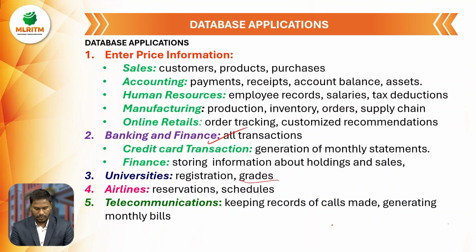Next is airlines and trains, travel. There should be reservations data, meaning how they do reservations for ticket booking. Next, we also need the schedule, the allotment of the schedule for flights or trains.